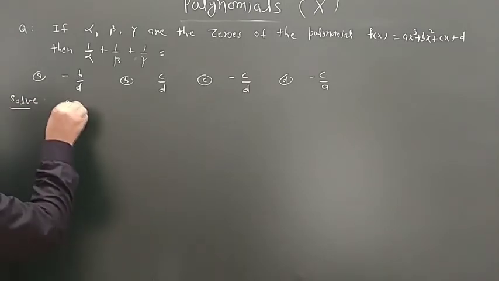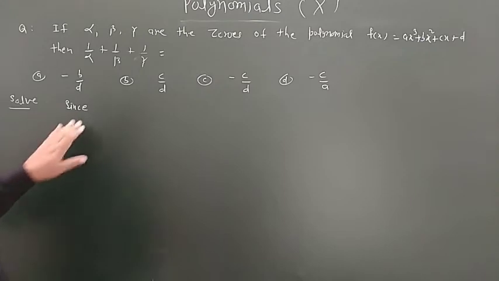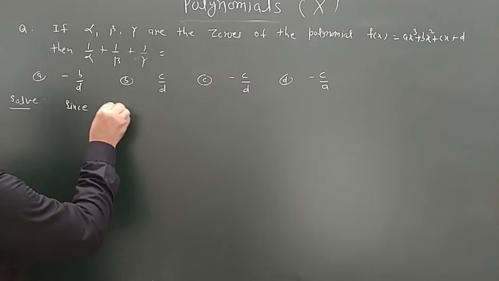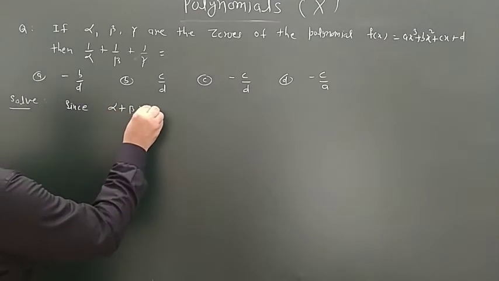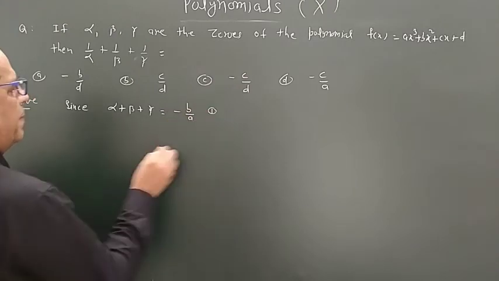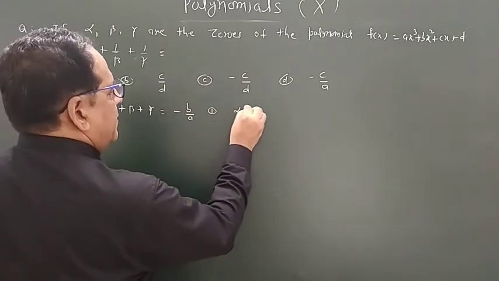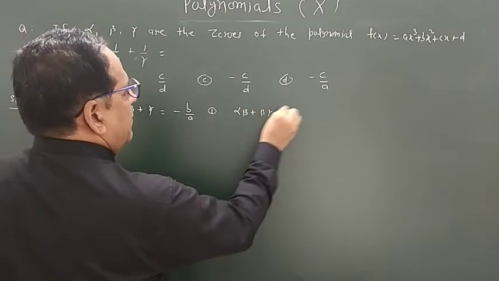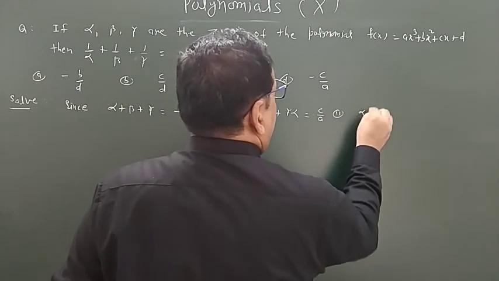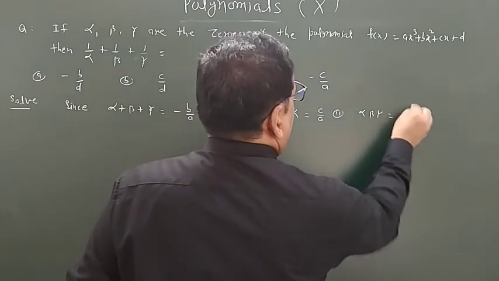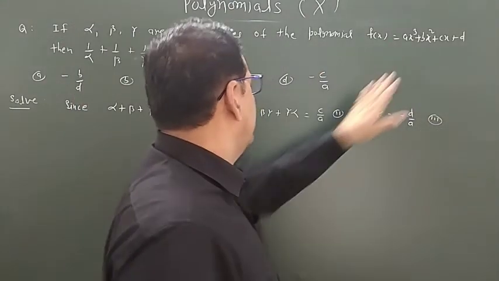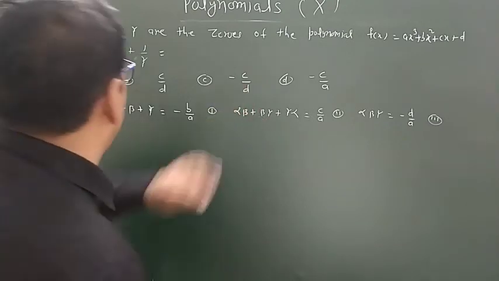Since alpha, beta, gamma are the zeros and the polynomial is given, we have three relations. Alpha plus beta plus gamma equals minus b upon a. Alpha beta plus beta gamma plus gamma alpha equals c upon a. This is the second relation, and the third is alpha beta gamma equals minus d upon a. So when the zeros and the polynomial are given, we have these three relations for the cubic polynomial.